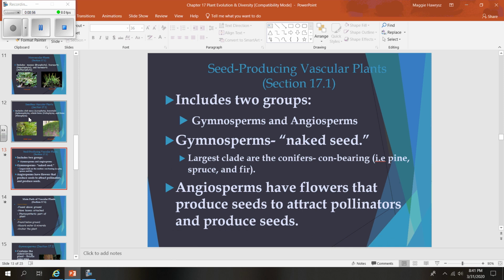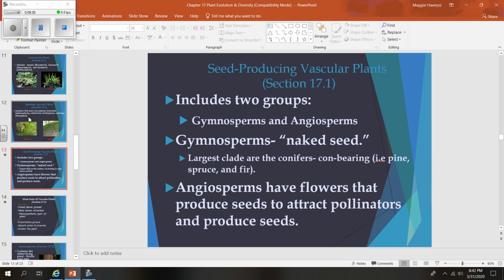Seed-producing vascular plants, so these are vascular plants that produce seeds, include two groups: your gymnosperms and your angiosperms. Your gymnosperms have a naked seed. The largest clade is the conifers, or the cone-bearing plants. These are your pine trees, your spruce and your fir, and they have the cones, the pine cones that some of you might have picked up when you were a little kid. That would be your gymnosperms.